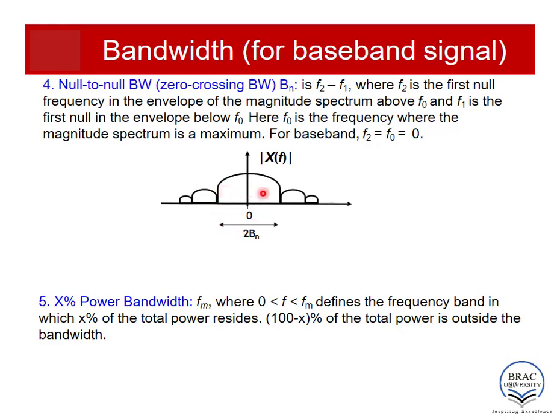If it is symmetric, then calculating from zero frequency to the first cut is enough to determine the bandwidth. Then comes X% power bandwidth. It is actually similar to the half power bandwidth. Previously we have talked about half power bandwidth.